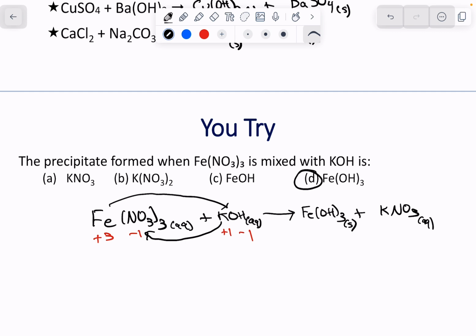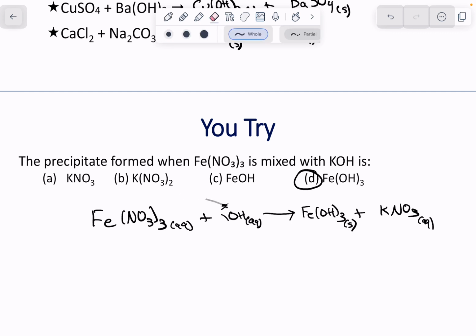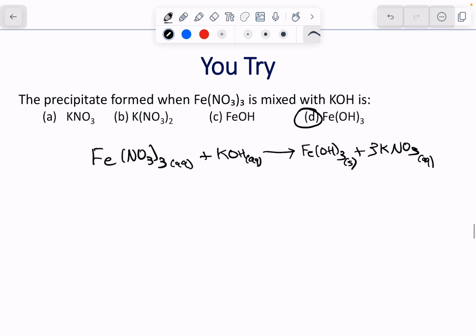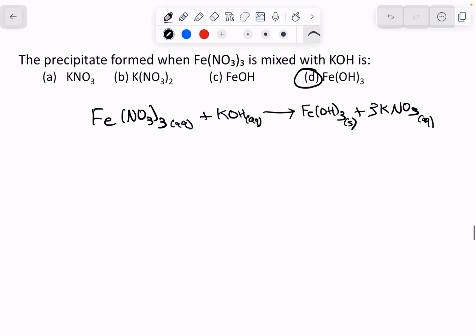Okay, and if you wanted to, just for completeness' sake, I'm going to erase this part here. I'm trying not to erase my lettering. I did, but I'll write it back. And I'm just going to balance it just because I like the practice. Okay, so let's get that K back. So I've got 1 iron, but notice I have 3 nitrates here, so I'm going to put a 3 right there, and I think that is good to go. So that's an example of a double displacement precipitation reaction.